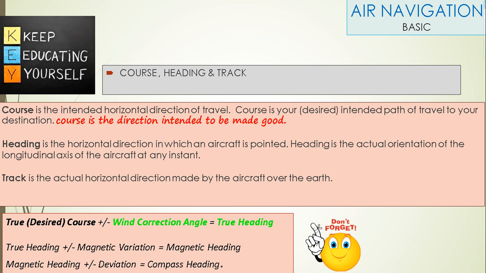Now, to the true or desired course, if we add the wind correction angle, it gives us the true heading. To the true heading, if we add the magnetic variation effect, it will give us the magnetic heading. And to the magnetic heading, if we add the deviation, it will give us the compass heading. It is very useful, please remember.